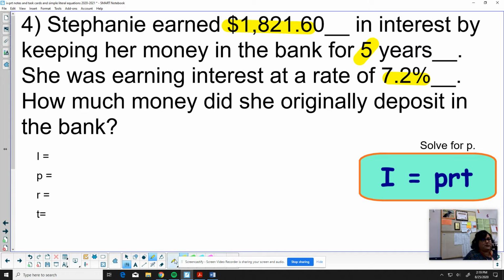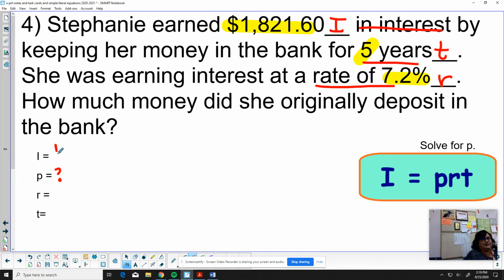Okay, let's see what these are. Let's read. She earned 1,821.6 in interest. This is the I. She kept her money in the bank for 5 years. That is the T for time. And she was earning an interest rate of 7.2. That is the R. So I don't know how much she started with. So I don't know the P.